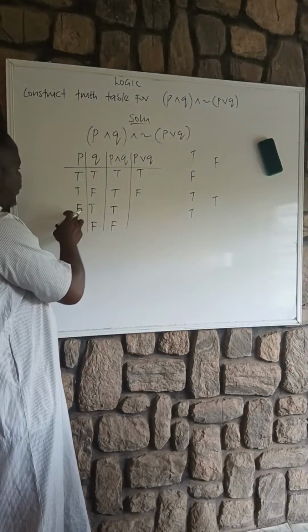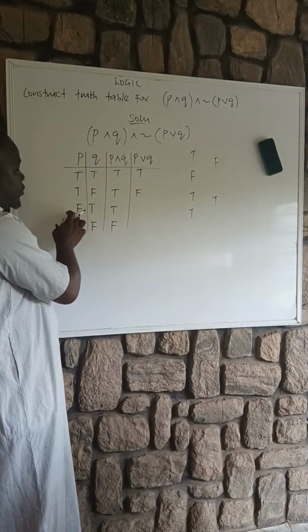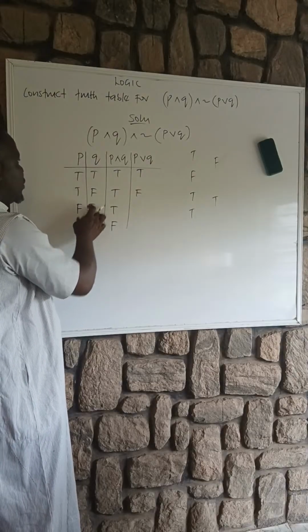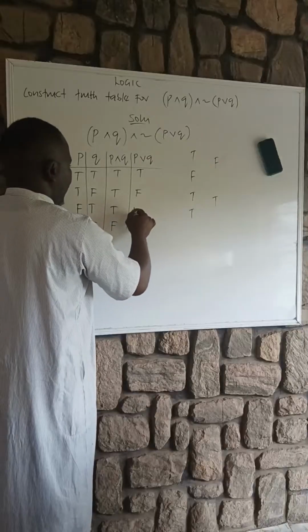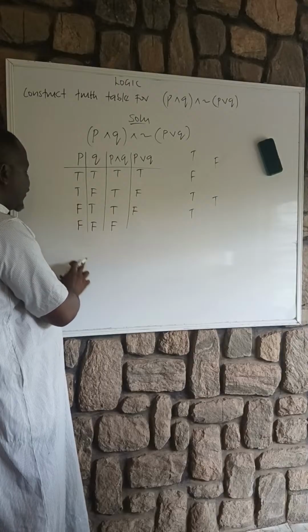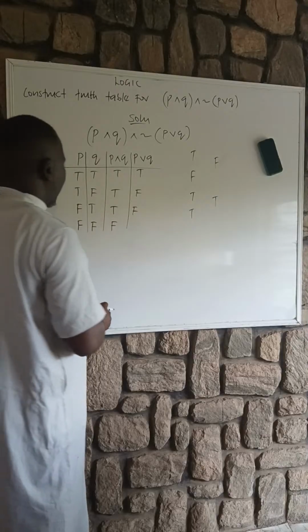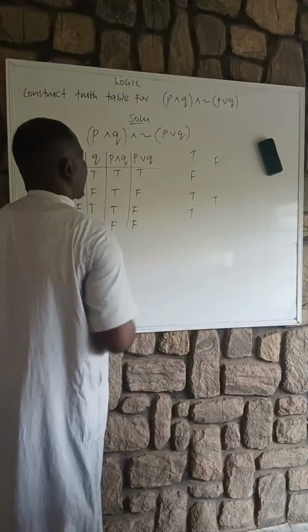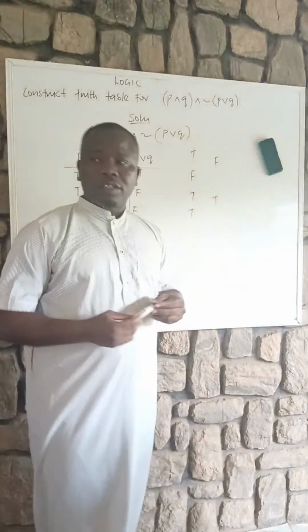Okay. So likewise, the same thing is applicable here. P is saying false, Q is saying true. So here will be false. Then P is saying false, Q is saying false. So here is going to be false. That is that. Any question before we proceed?